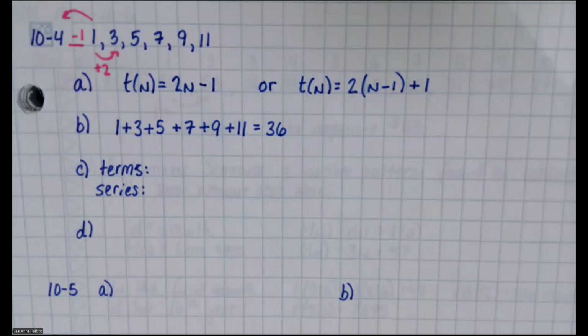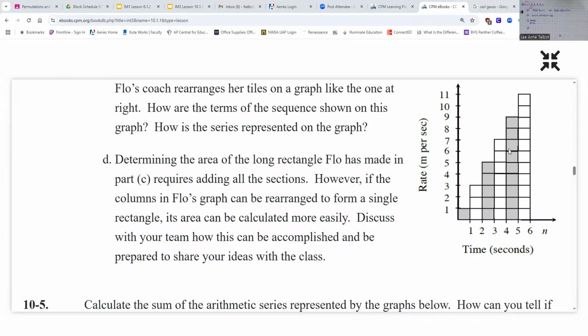Okay. Now, in C, we're going to go back to the graph, and we're going to talk about the definition of these two things. What do the terms represent? How are they represented in the graph? And by the terms, I mean 1, 3, 5, 7, 9, and 11. Those are the terms. How are they represented in the graph? Heights, right? They're the heights of the bars, are they not? Okay. Are you guys overthinking it?